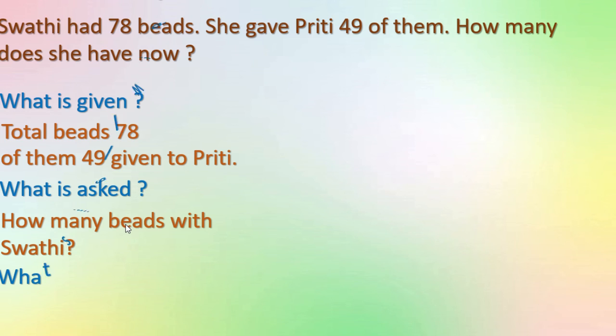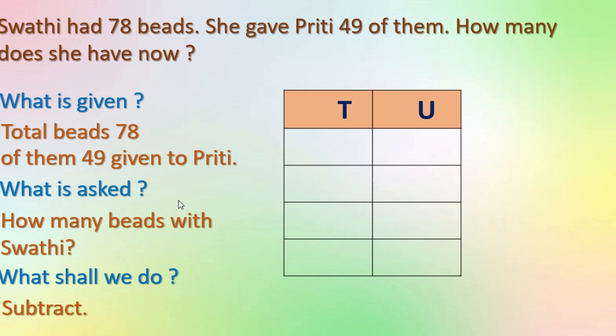And what shall we do? Yes, subtraction. Very good. We'll make a table. Let us write 78. That is nothing but total beads, right? And she gave Preeti 49. So, minus 49. That is beads given to Preeti, her friend. Now here we'll carry out subtraction. You know that we always carry out subtraction beginning from unit place, right?